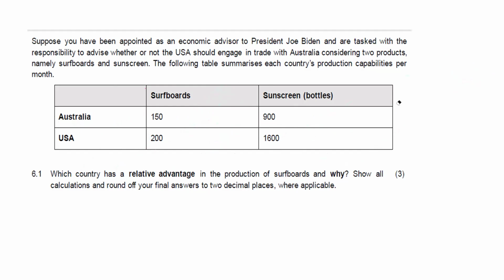But if you ask which country has an absolute advantage, maybe in the production of surfboards, you just look at which country is producing more. So you can see this one is producing 200 surfboards and this one is producing 150. So a country with an absolute advantage is USA, right? Same thing applies this side. Which country has an absolute advantage? It's USA because they can produce 1,600 sunscreen, while this side they can produce 900. Also, absolute advantage means the country can produce more given the same resources.